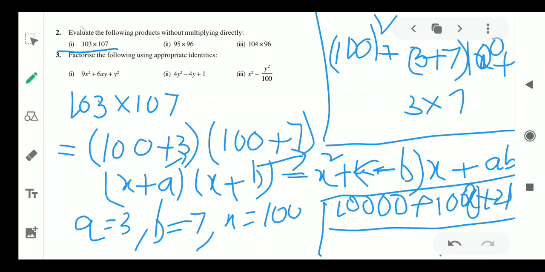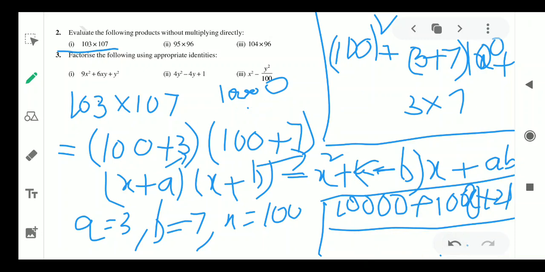So 10,000 plus 1000 plus 21, how much do you get when you add? 11,021. This is the answer. Like this you have to solve this type of products without doing actual multiplication. By using any one of the identities we have to solve these problems like this.